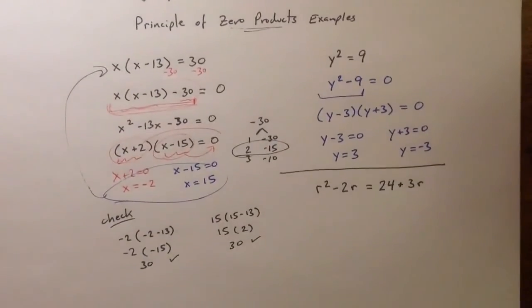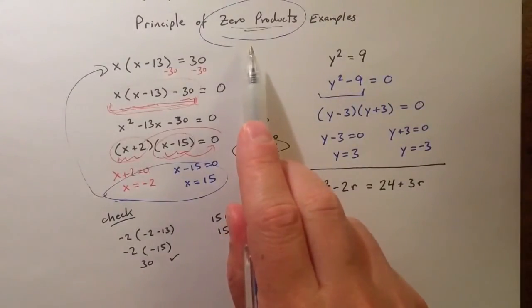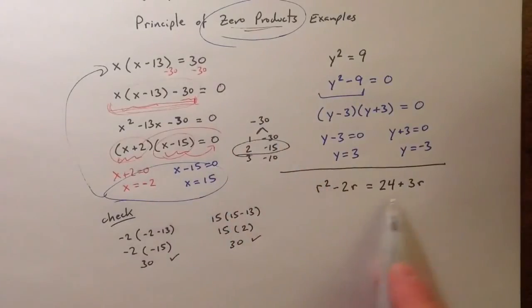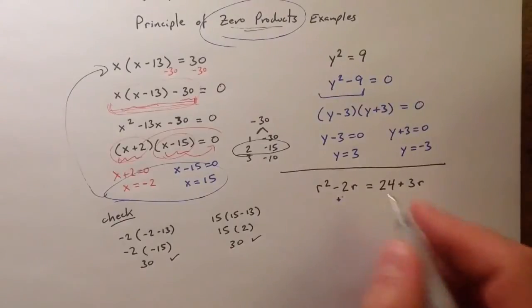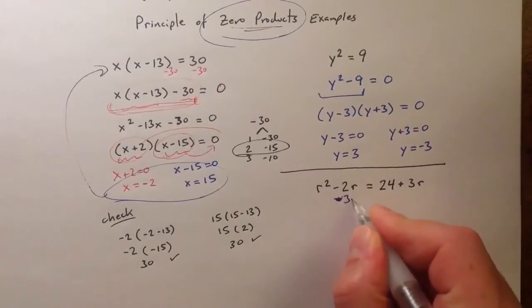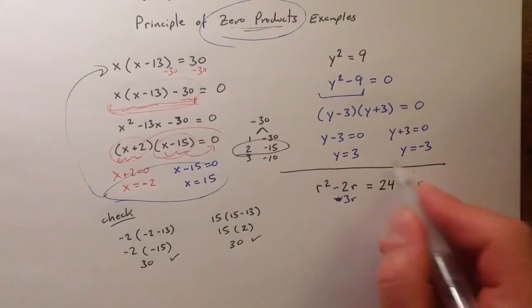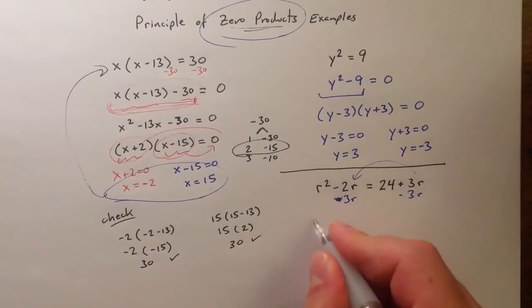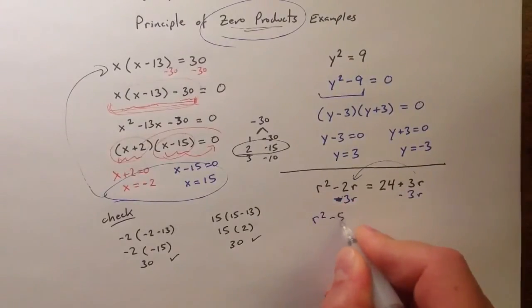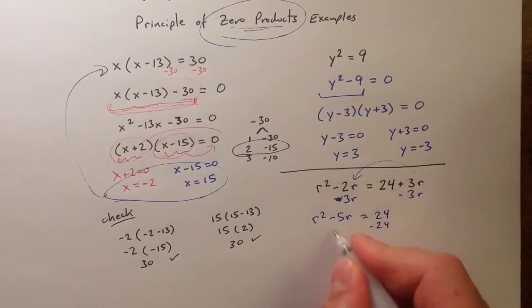Well, I hope you took a moment to try to solve this equation. Let's see what we can do here. To use the principle of zero products, we need to set everything equal to 0. So if I subtract 3r from both sides, I can get the 3r together with the 2r, so that becomes r squared minus 5r equals 24, and then of course I can subtract 24 from both sides.